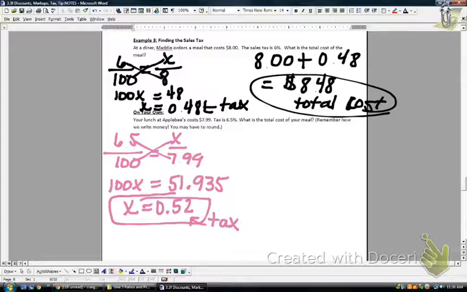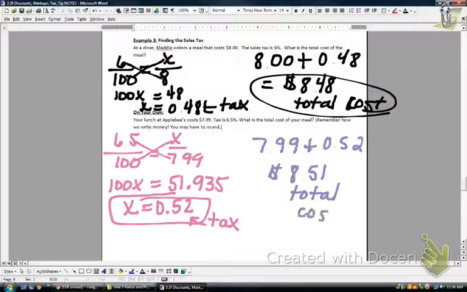Then the total cost of the meal is going to be $7.99 plus 52 cents, and that comes out to be $8.51. So the total cost of the meal, including tax, is $8.51.